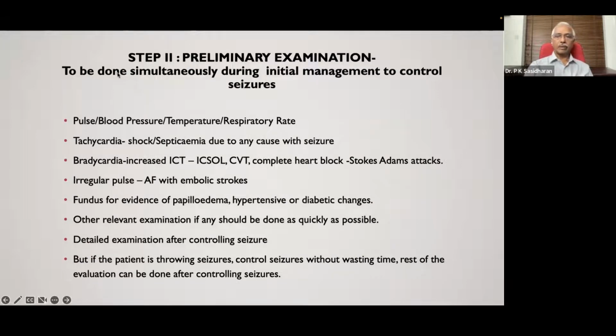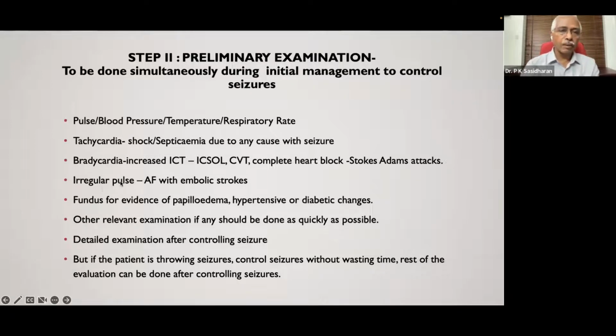During this, when you are controlling seizure, you will be doing a preliminary examination, which I have given as step 2, and it has to be done simultaneously during the initial management to control the seizures. You will be checking pulse, blood pressure, temperature, and respiratory rate. If there is tachycardia and shock, septicemia due to any cause may be the reason for seizure. Bradycardia may be due to raised intracranial tension, may be due to an intracranial space occupying lesion. It may be a cerebellar thrombosis, but occasionally a complete heart block may be the reason. In that case, Stokes-Adams attacks could have precipitated seizure in that patient.